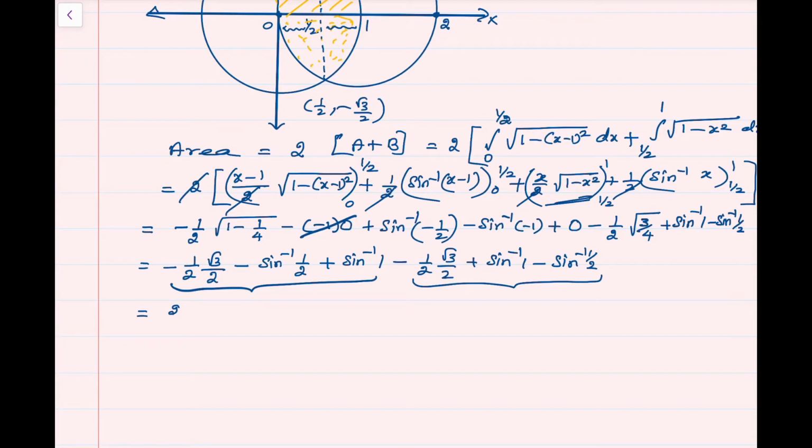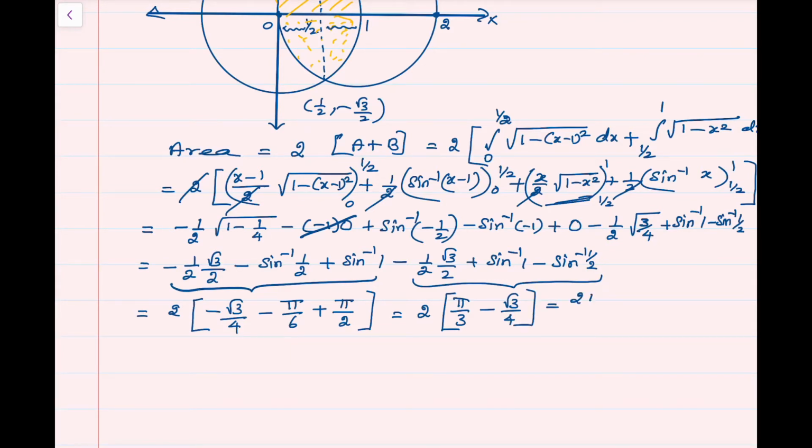Therefore, I can write this as 2 times minus root 3 divided by 4 minus sine inverse of half, which is pi divided by 6, and sine inverse of 1 is pi divided by 2, which is 2 times pi by 2 minus pi by 6 is pi by 3, and minus root 3 divided by 4. Therefore, the answer is 2 pi by 3 minus root 3 divided by 2 square units.